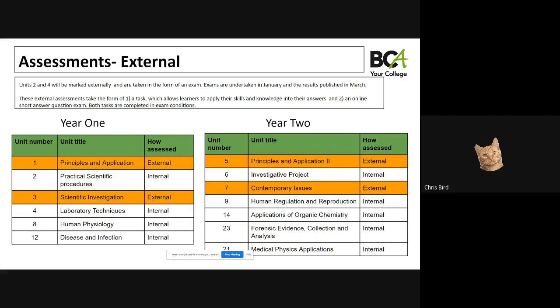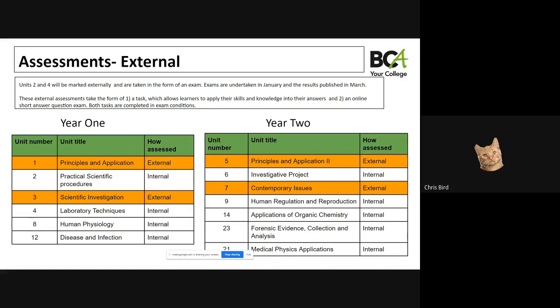So the exams are mixed between short answer questions as well as more long answer questions. So in your first year, the principles and application and the scientific investigation are based around some short answer questions, as well as you completing a scientific practical under exam conditions. You collect the results and then you use those results and notes you've made in your practical to do a write-up in an exam. So the exams are quite mixed, so it's not just going to be short answer questions, it's also going to be exams based on practicals which you have done.